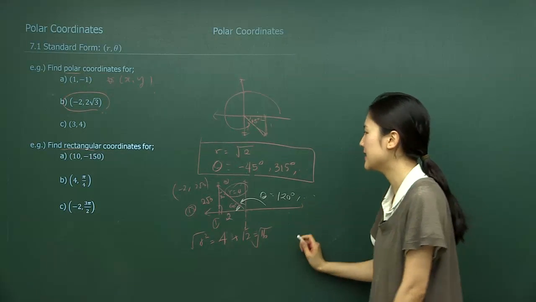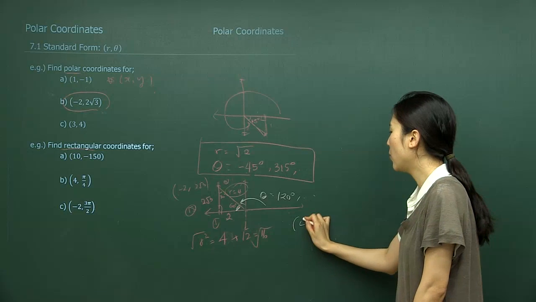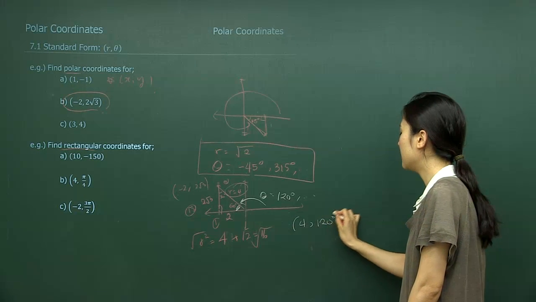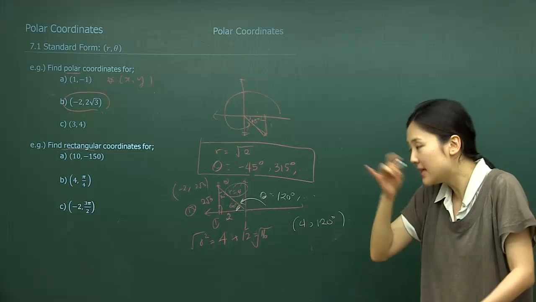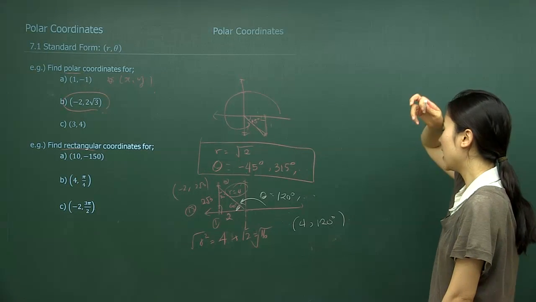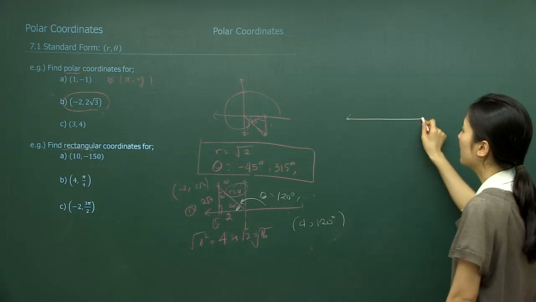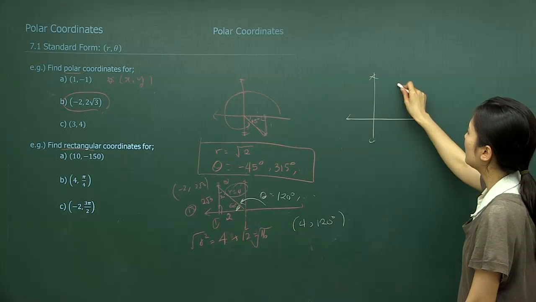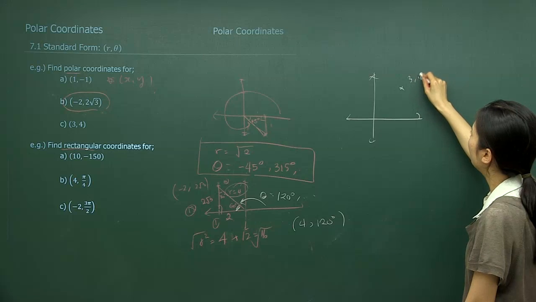And so there are more than one answer for the angle part. So the second example has 120 degrees as one of the many answers that you can write. Okay, last question, 3 and 4. They're both positive, so it's here, 3, 4.